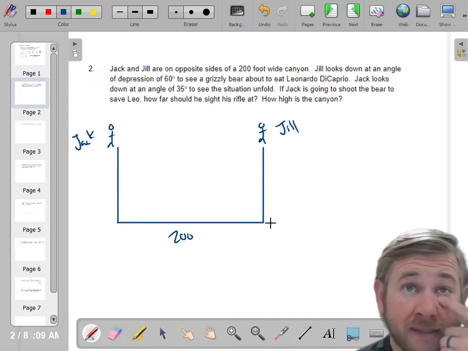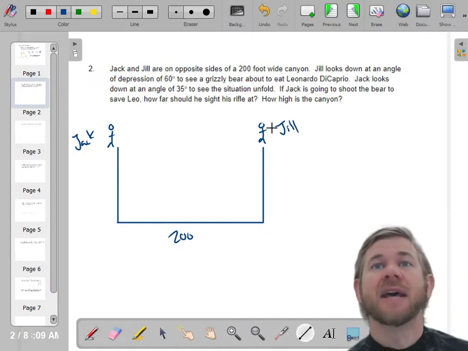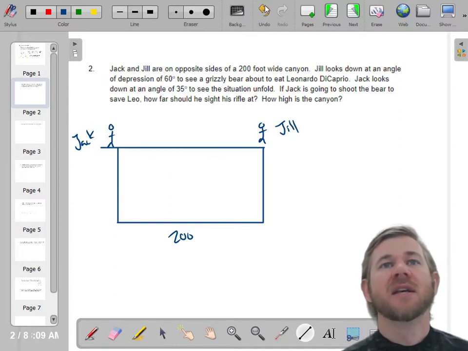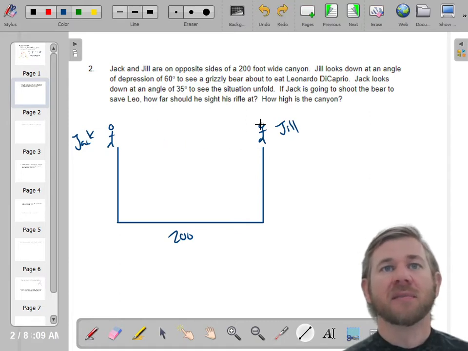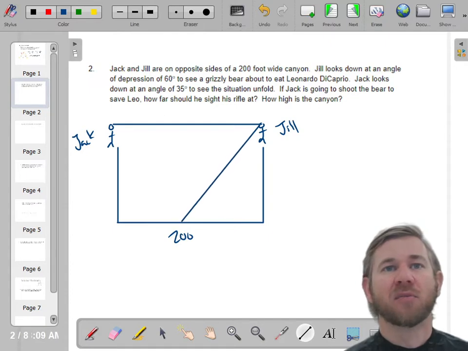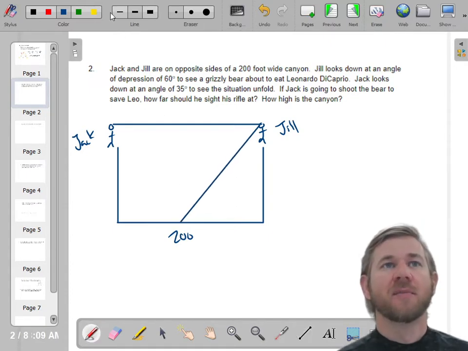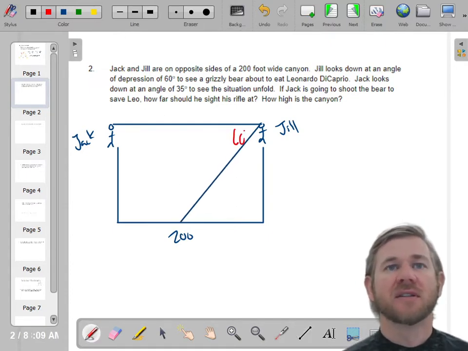So it says, Jill looks down at an angle of depression of 60 degrees. So remember, angle of depression means she's looking out. I'm going to draw it from the top of the canyon. It doesn't matter. Looking out and then down. So that is the angle of depression. So this angle that I'm just forming is 60 degrees. The angle of depression is 60 degrees. And what else do we know?